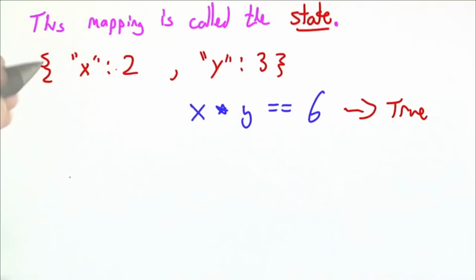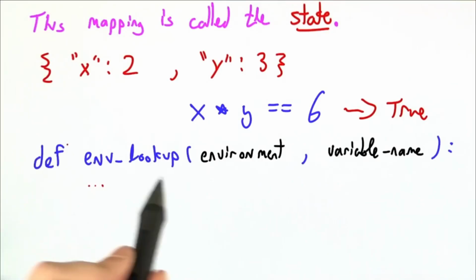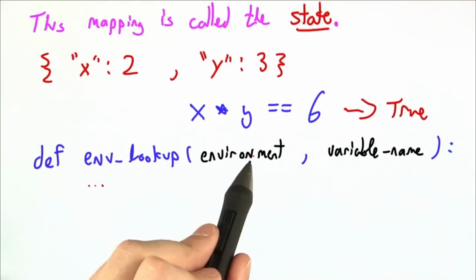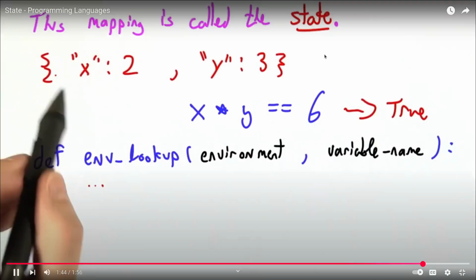Now, later, we may want our environment to be a little more complicated than just a single Python mapping. So we're going to introduce an abstract function to query it. We'll just make a promise to ourselves: we're going to write a function called environment lookup, where you pass in an environment, probably a dictionary, but we may make it more complicated later, and a variable name.